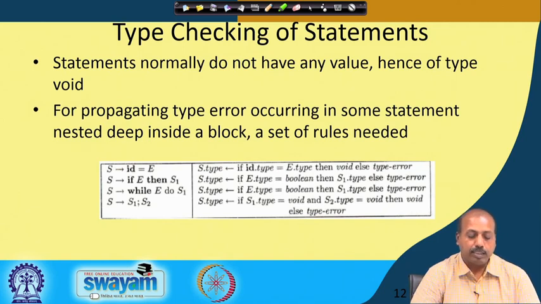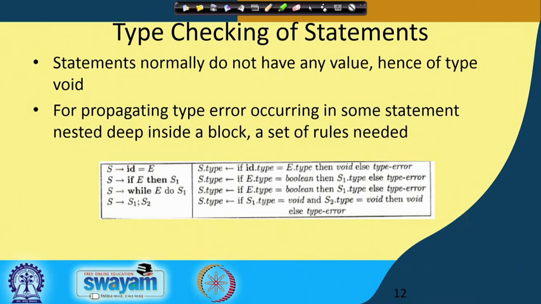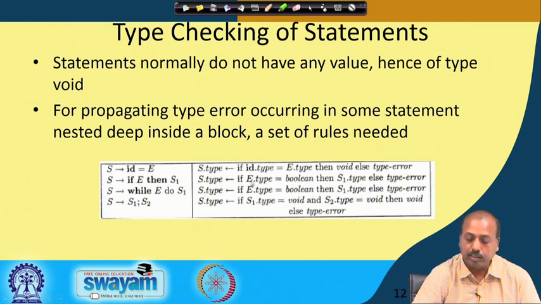Similarly, for if E then S1, the S.type is S1's type if E.type is Boolean, else type error.